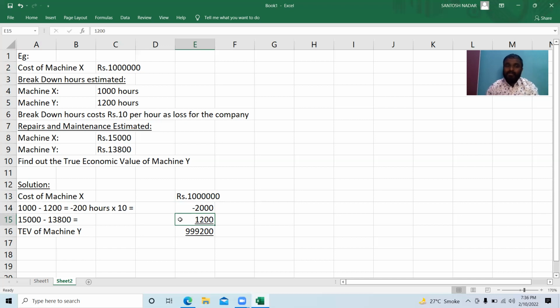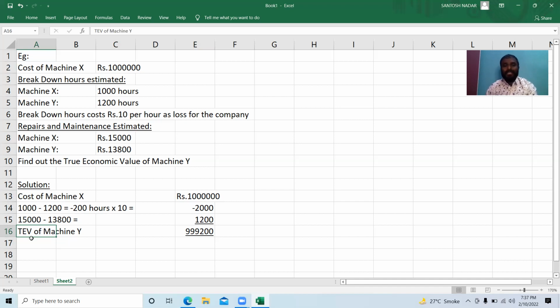But if the performance is negative in nature, for example, in this case we were incurring more breakdown hours, we will allow a discount of that. So all the positives will be added, negatives will be deducted, and the resultant value will be nothing but the true economic value of our product. This is how a company sets a pricing on the basis of true economic value.